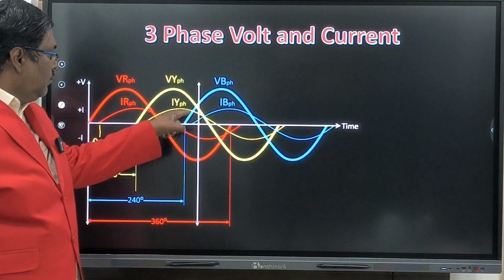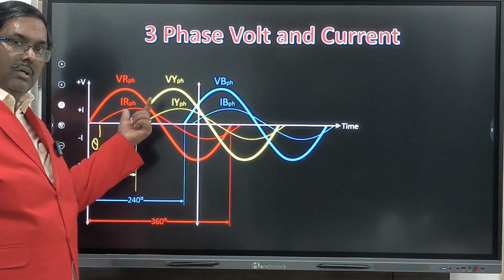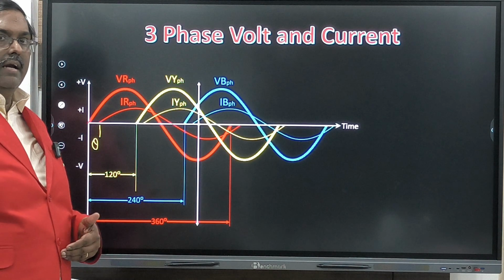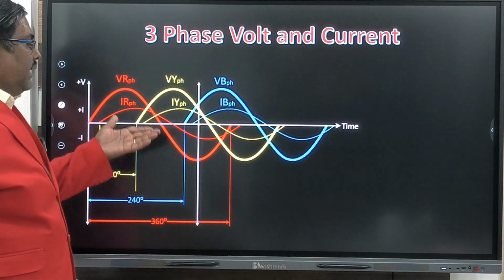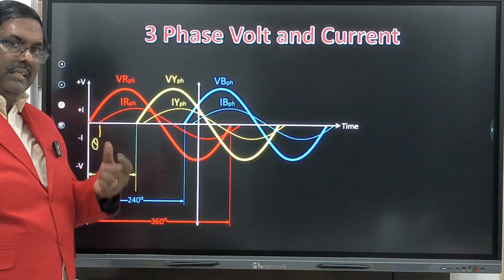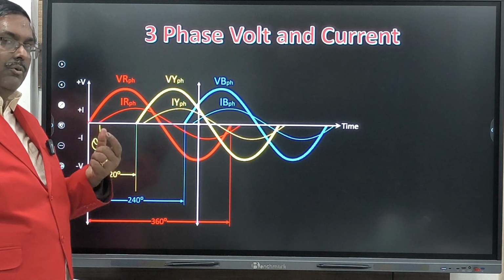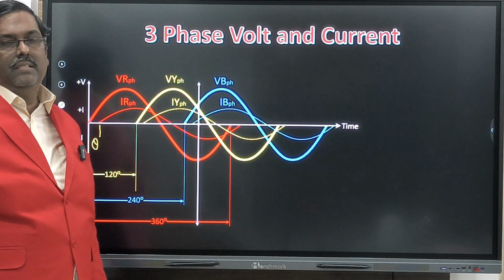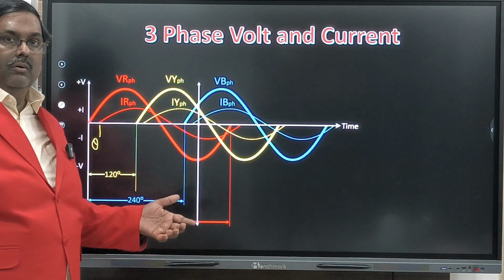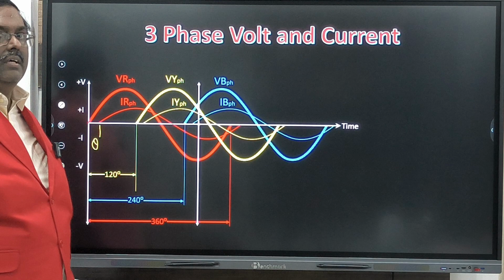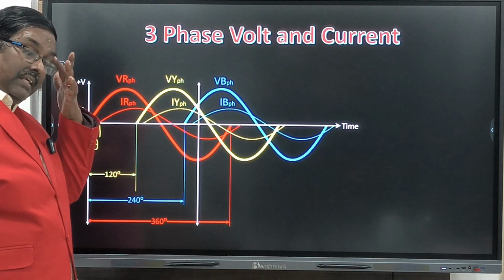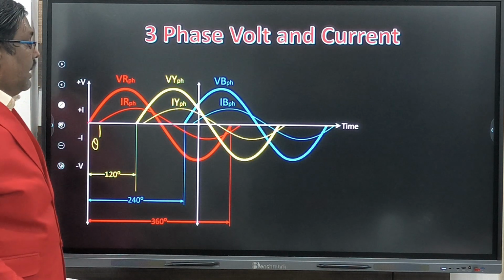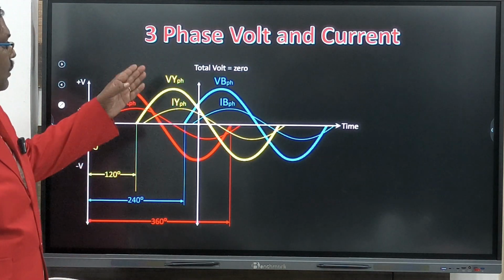Two currents are positive, one current is negative, so the positive current is equal to the negative current. If you add all the currents together, you will get the answer 0. So if you want to measure the current with the tong tester, you have to measure each phase individually, separately, not together. In practical sessions, we will see how to measure the voltages and current when the motor is running. Total voltage is 0.